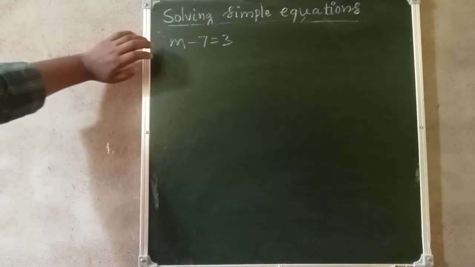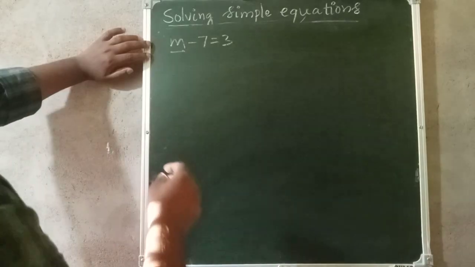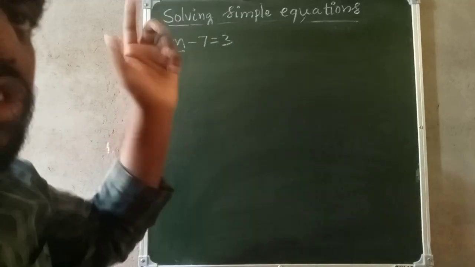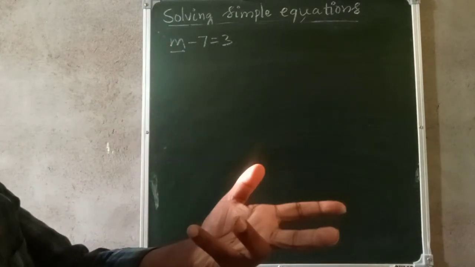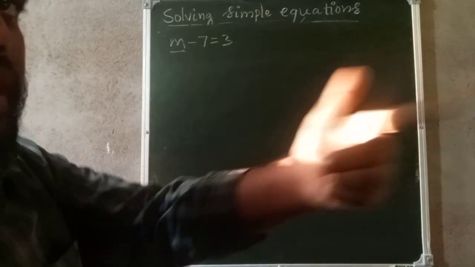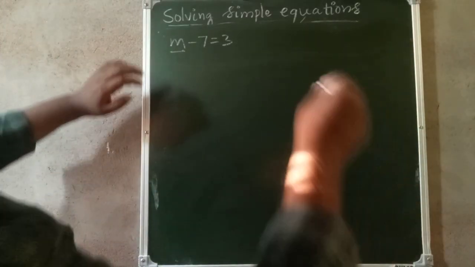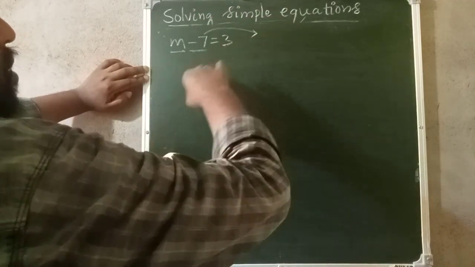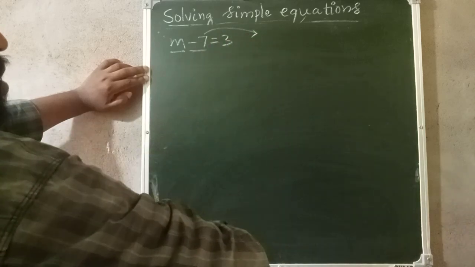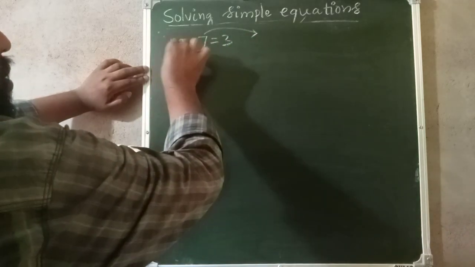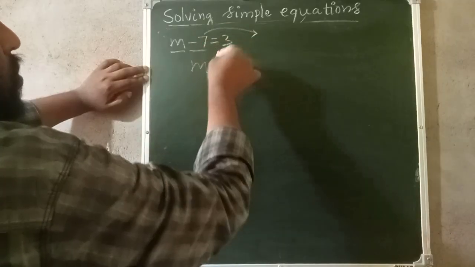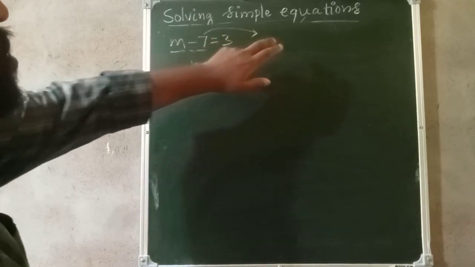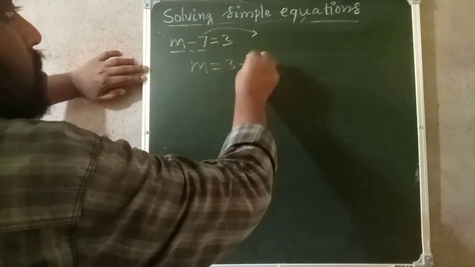So what will I do now? We have to find m. So we have to keep this m on one side, and the remaining, whatever is there, we have to move to the other side. The remaining means minus 7. We have to move this minus 7 to this side, after the equal sign. So before moving, write m is equal to, write these 3 as it is. Now when minus 7 is moved to this side, this minus 7 becomes plus 7.